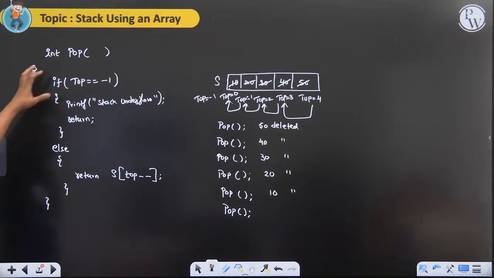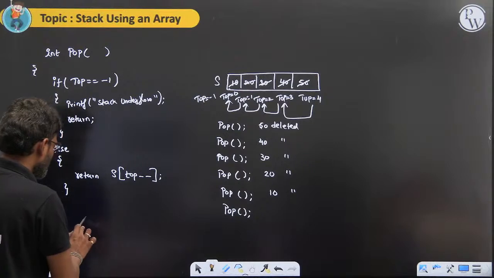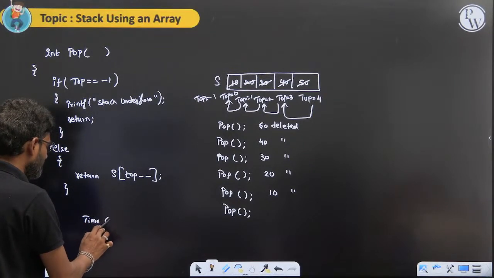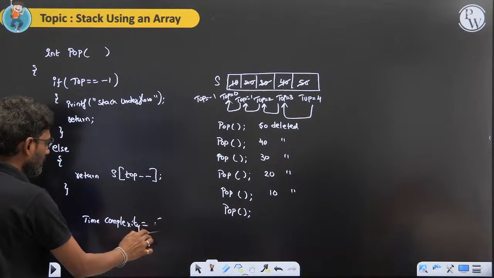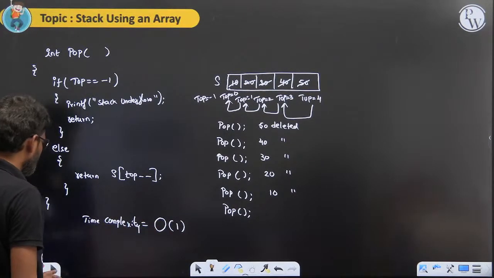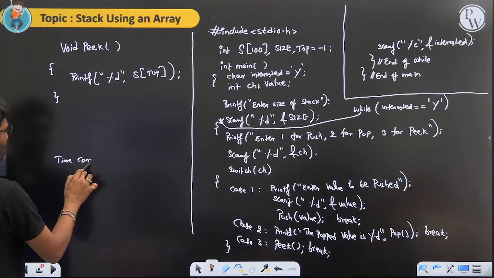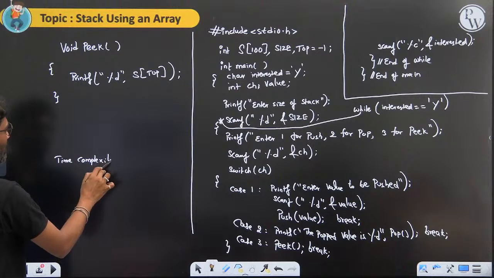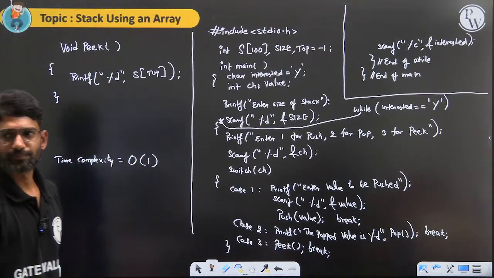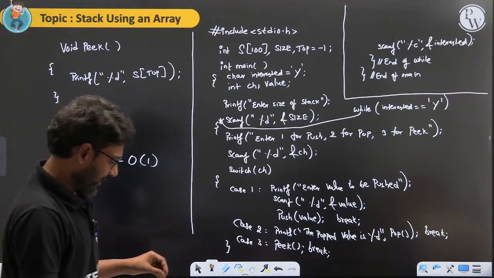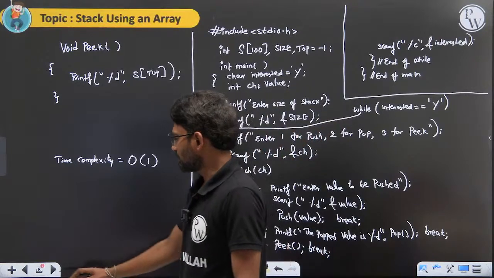Similarly, in the pop operation also you see no loops, no recursive calls. So what is the time complexity we can say for pop? It is also constant time complexity, and even for peek, what is the time complexity? Constant time complexity. It is a simple print statement. So using an array, if we implement stack, all the operations will take constant time.